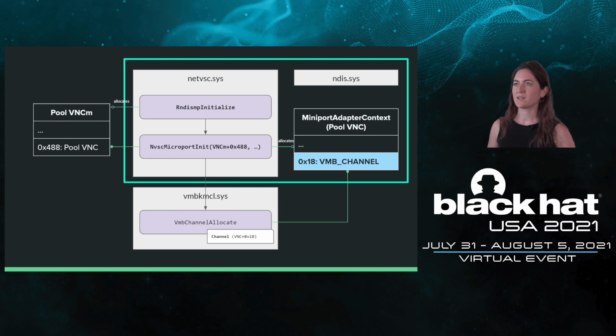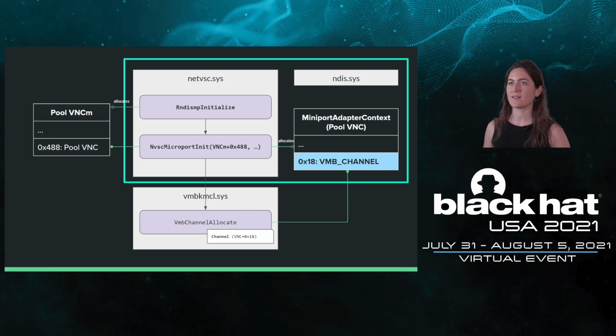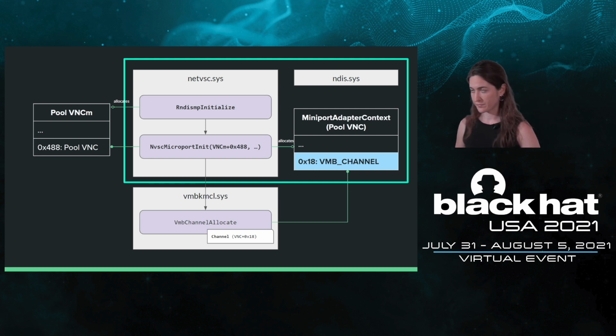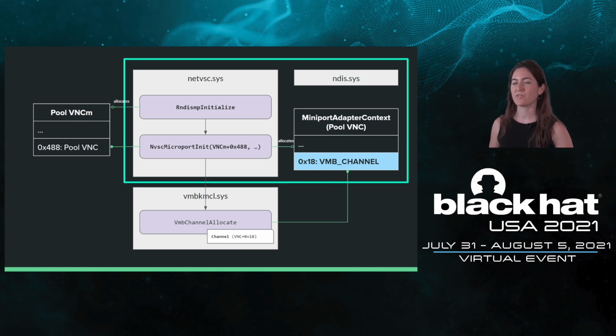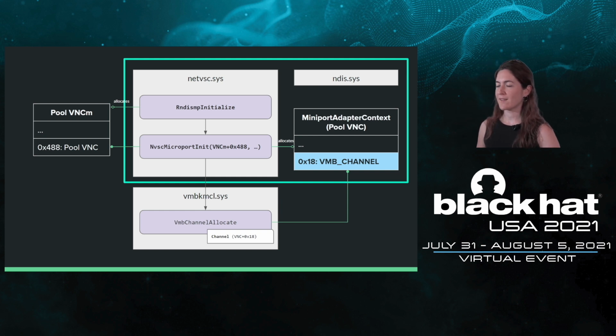We found that as part of the initialization process of NetVSC, which is the consumer for networking services, it creates a structure called miniport adapter context. Now, just another thing that's worth mentioning is that NetVSC is a miniport driver, which means it communicates directly with a network interface card over Ndis. So it creates this miniport adapter context, and inside this context at offset 18 in hex, it stores the VMBus channel.